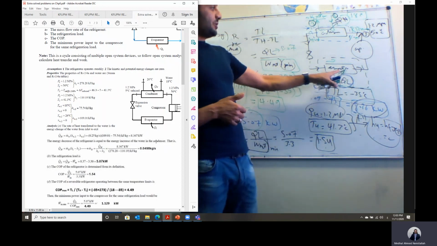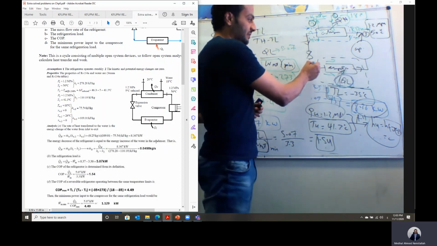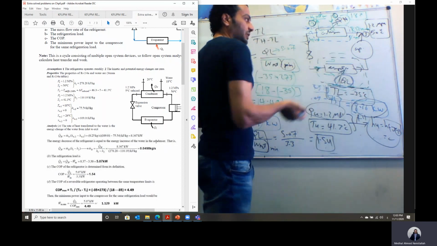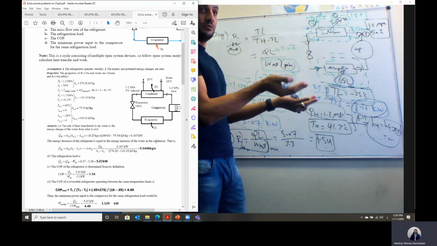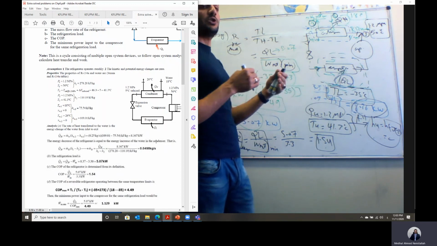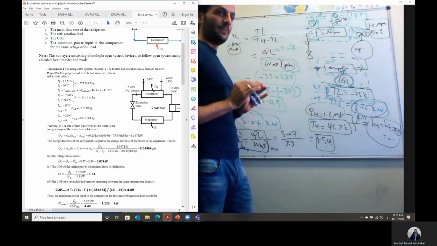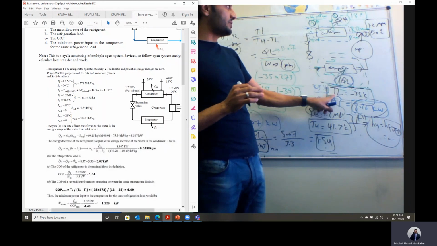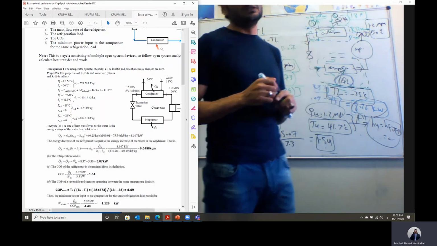T low is not the temperature of the refrigerant inside the evaporator. T low is actually the temperature of the food. And if we are talking about a fridge, this is the temperature of the food compartment, which is the source of heat to the refrigerant. Okay, so we are talking here about the source. We are talking here about the sink.